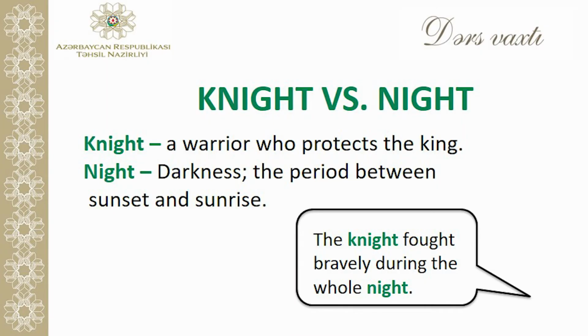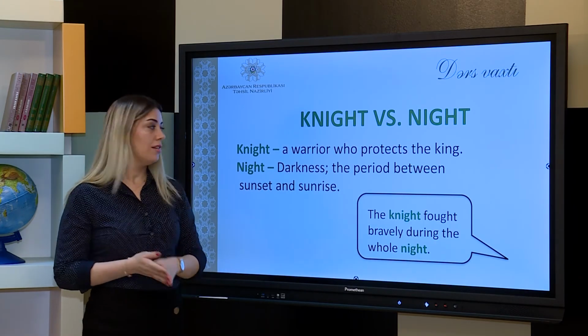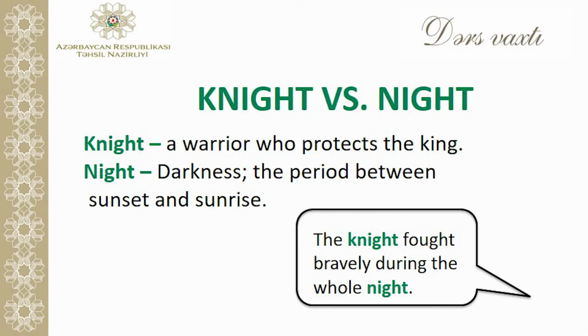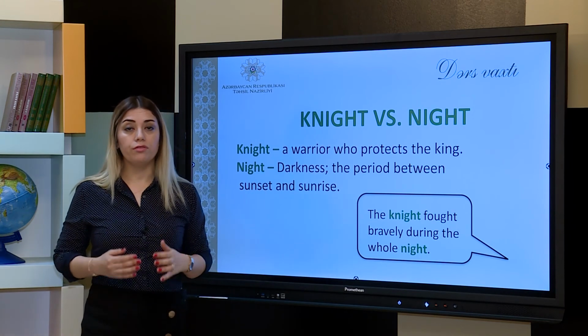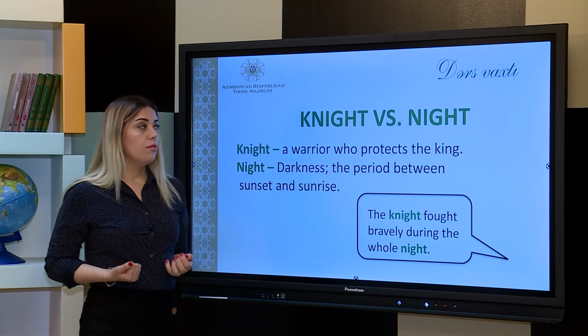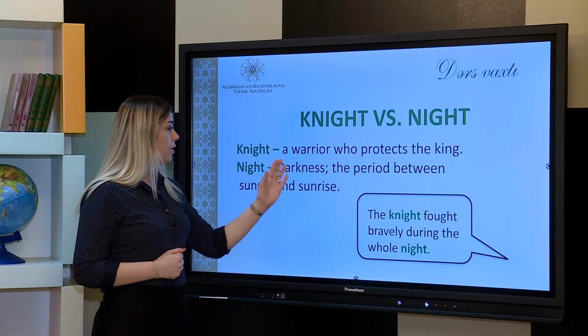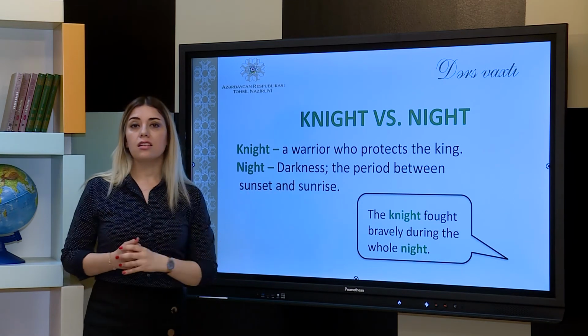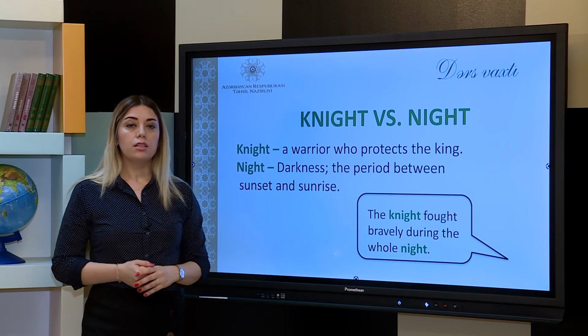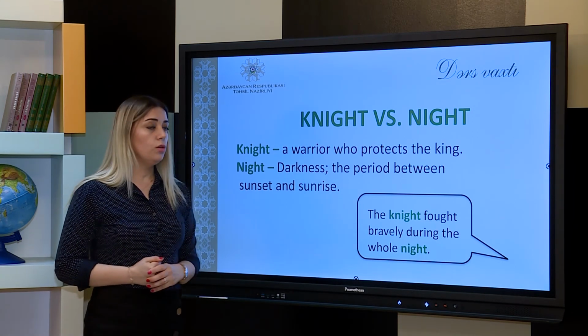Knight versus night. Again, the same pronunciation, but different spellings and different meanings. First one, knight, means a warrior who protects the king. They have special armor made of iron, made of metal, and they are very strong. They can protect the kings. But night, the second word, is darkness. It is the period between sunset and sunrise. Example sentence. The knight fought bravely during the whole night.